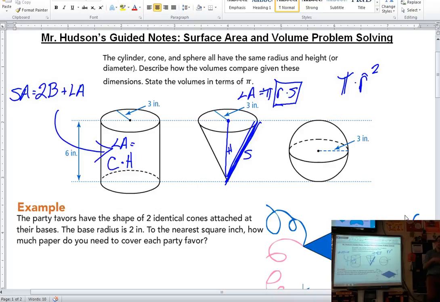We have round shapes now, parts of circles, so we have to use pi. Anytime we have anything round, we have to involve pi because it's that ratio, that relationship. And the sphere, we'll get to that. You don't need to know too much about that, and it won't be on the mastery for this chapter.